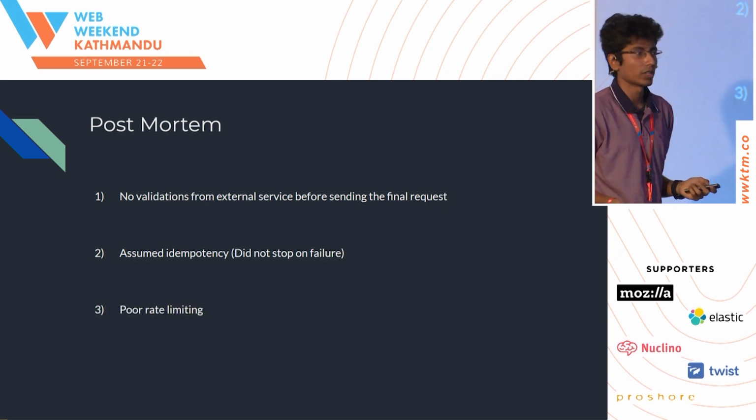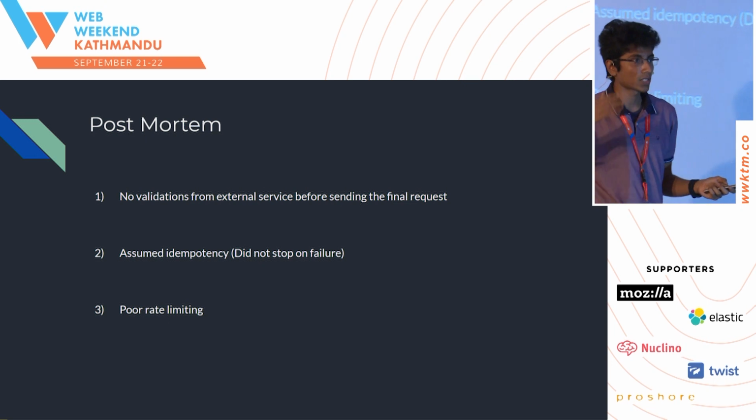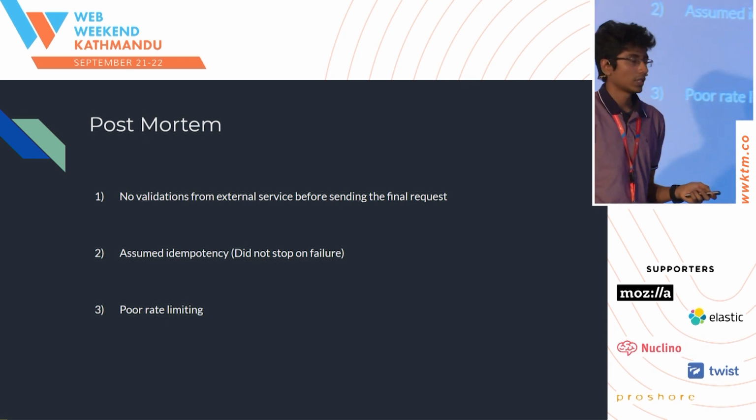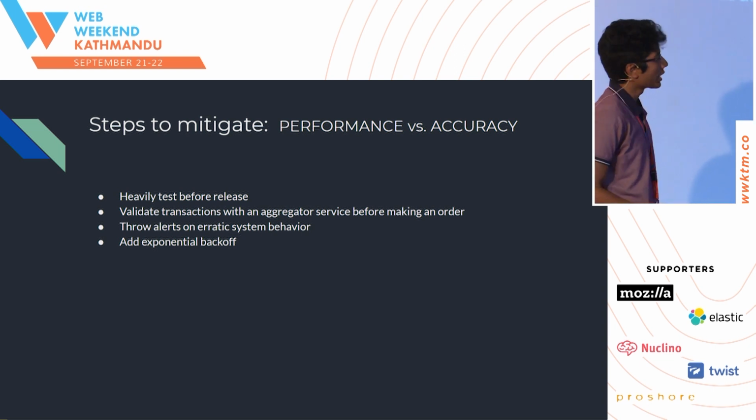And rate limiting was not there. We should have sent one request, 2 seconds later send one request, 4 seconds, one request. This is exponential backoff. But the steps to mitigate this were all noted down.